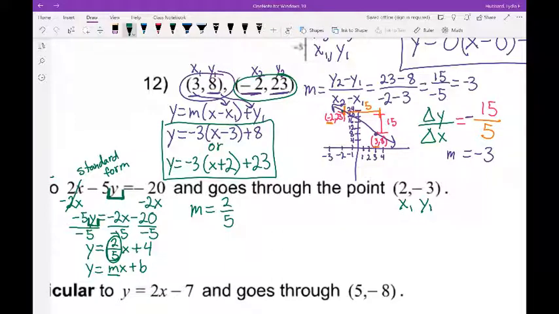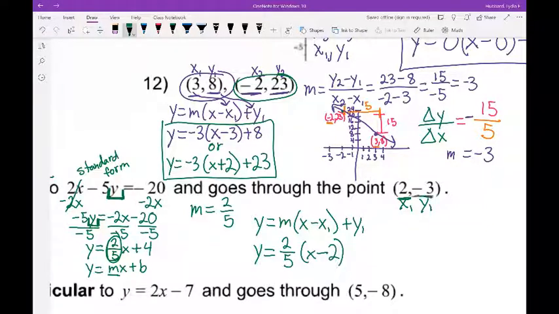So once we identify that, we're going to go back to that equation we've been using this entire time, which is y equals m times x minus x1 plus y1. And we're going to plug it all in. So we'll say y equals that parallel slope of 2/5 times x minus x1, which is 2, plus y1, which is -3. So plus a negative would just be minus 3. And this is our final answer.